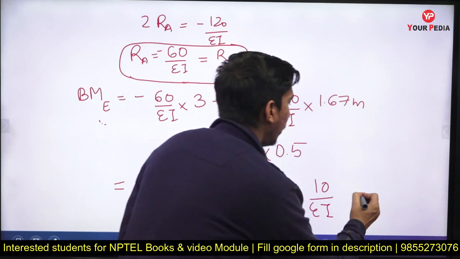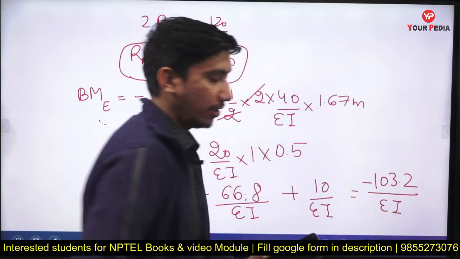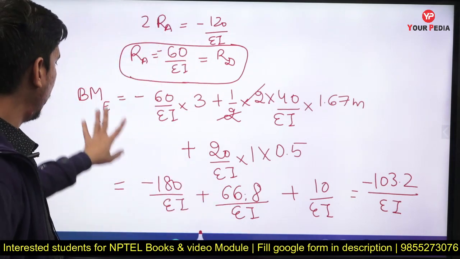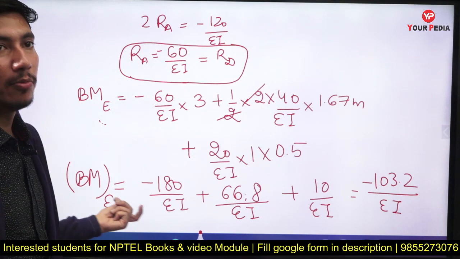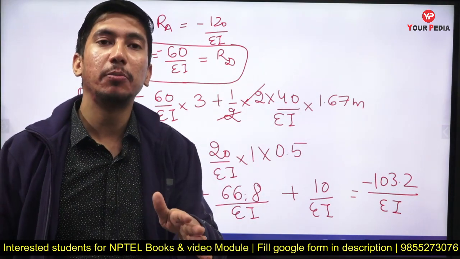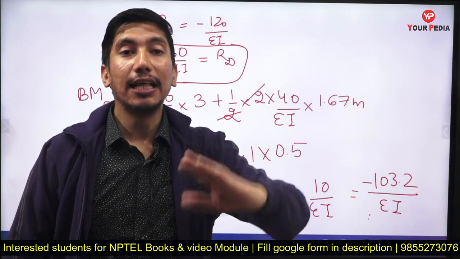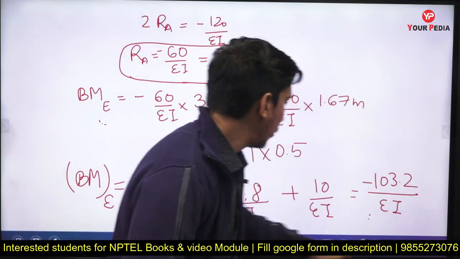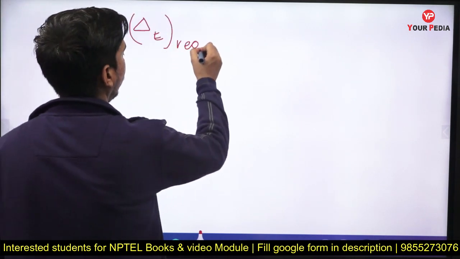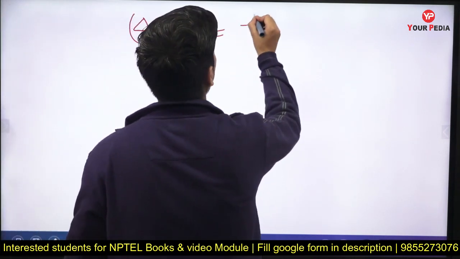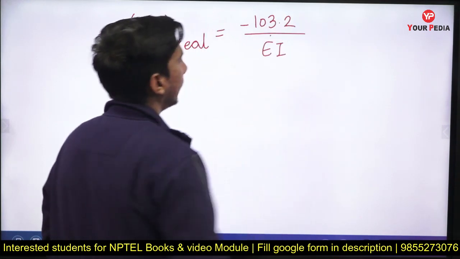So this will come out to be minus 103.2 upon EI. This is my value of the bending moment at point E. Since the bending moment at point E will be equal to this value, it equals the deflection at point E in the real beam. So my deflection at point E, this is what I wanted to find in the first place, will be equal to minus 103.2 upon EI.